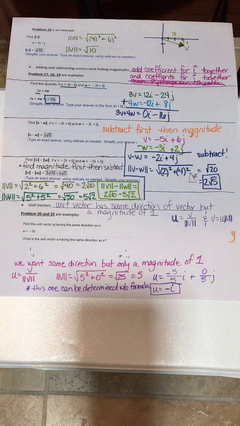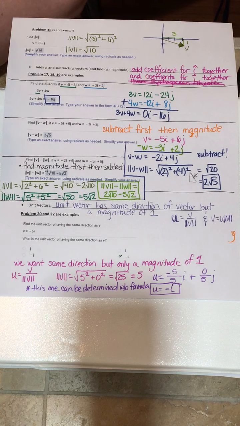Okay guys, we're going to start with unit vectors. I did a little introduction at the end of last lesson. A unit vector has the same direction as the original vector, but it has a magnitude of only 1. So if I had a vector that was in the straight i direction, or the straight x direction, the unit vector would just be 1i.